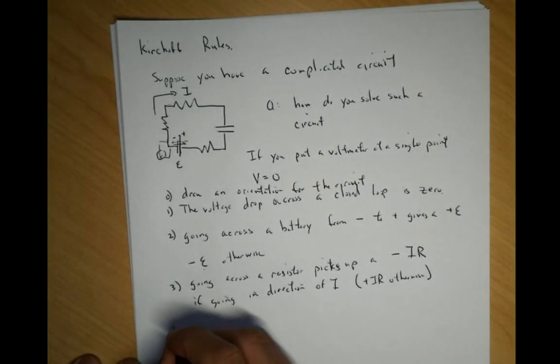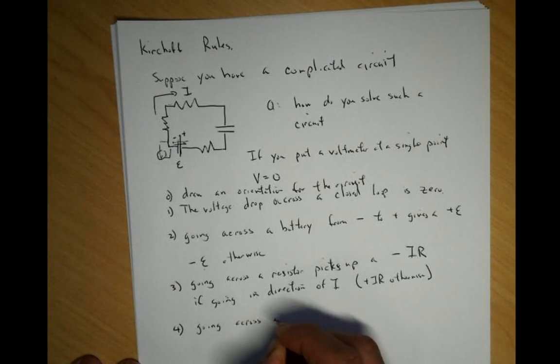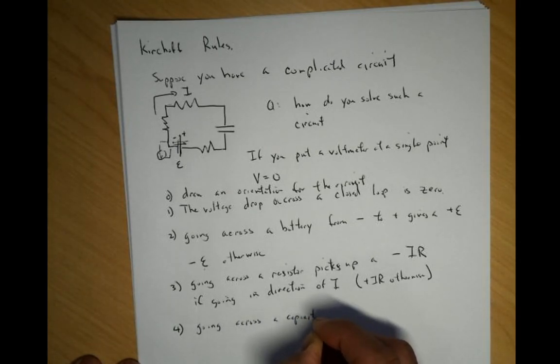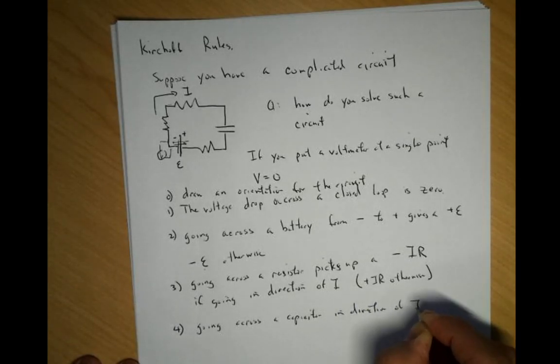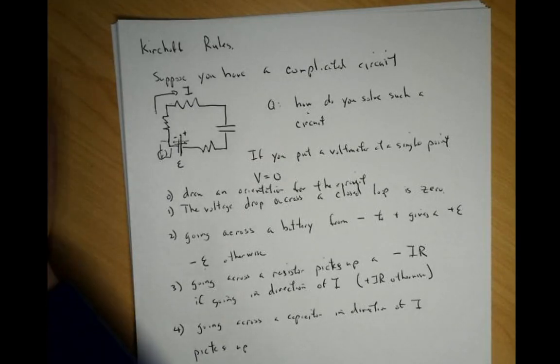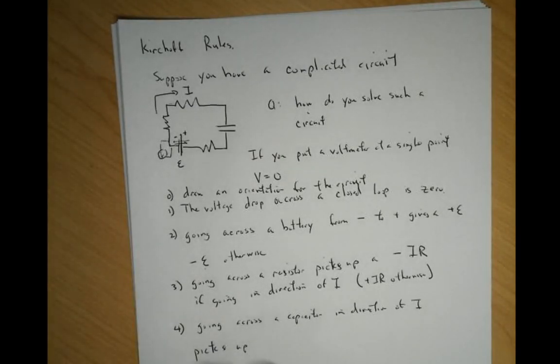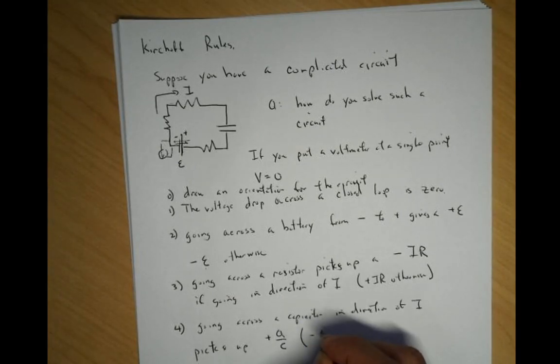All right, write number 4 here. Going across a capacitor in the direction of I, it picks up, well, let's see, what was V for a capacitor? V is equal to Q over C, and so in this case, it will pick up a plus Q over C, right, minus Q over C otherwise.